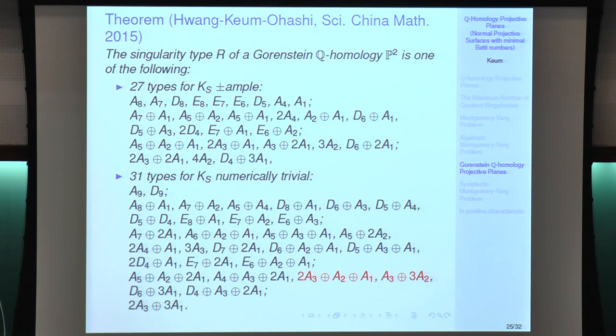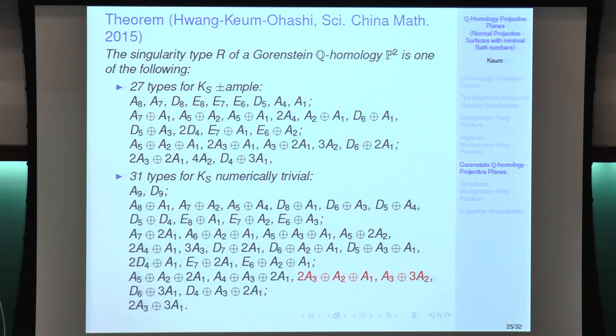Of course, you can distinguish here, the KS ample case and the negative KS ample case. In the negative KS ample case, all these 27 types appear. It's already classified by many people. But the KS ample case is pretty difficult. In some cases, it does not appear. For example, a single A1 cannot appear.